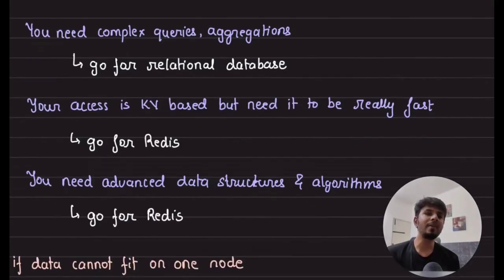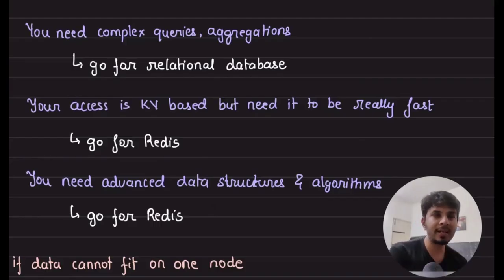Okay. But now if, let's say, your data can fit on one node and you want key-value based access and you want it to be really fast, right? So when you know that you want it to be really fast, then you cannot do disk IO, which means data needs to be there in memory, given it's key-value based.